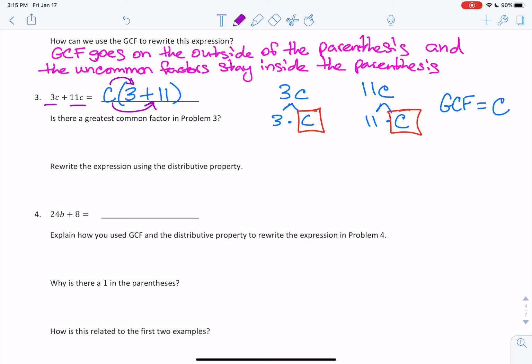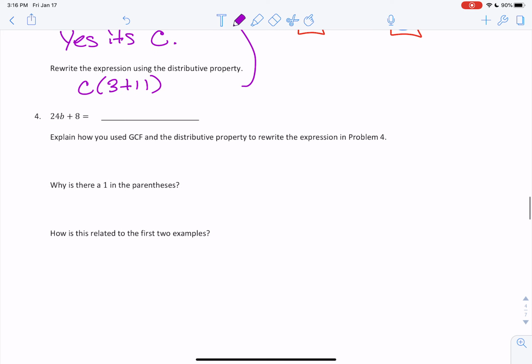So is there a greatest common factor in problem 3? Yes, it's c. Rewrite the expression using the distributive property. Well, we already did that up here. It's going to be c times (3 plus 11). That's what we got. All right, now go ahead and pause the video. I want you to try to do 4 on your own. Check your answers with your partner, see if you get the same thing, and then resume the video when you're done to see if you did it correctly. Okay, go ahead and pause the video now.